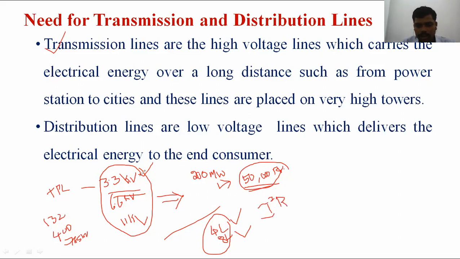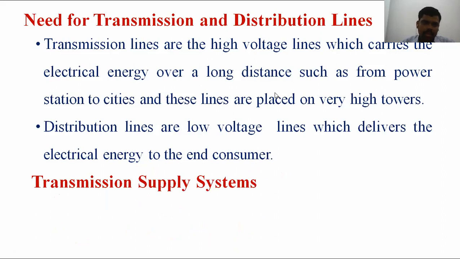I square R loss. If we send the same 3.3 kV over 500 kilometers, or 300 kilometers, or 1000 kilometers, finally they receive 0 kV. That's why we boost up the voltage from 3.3 kV based upon the line length or the distance. This is the necessity or need of the transmission line.